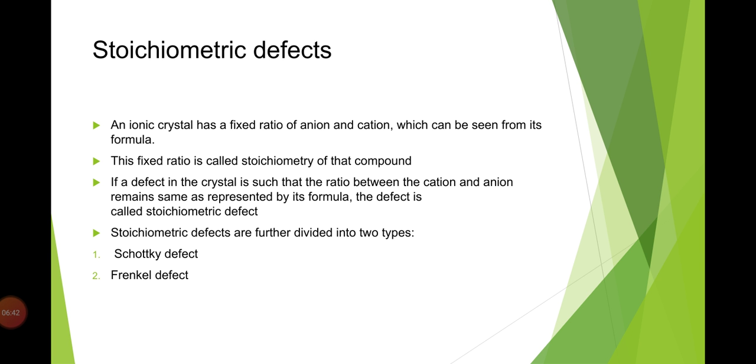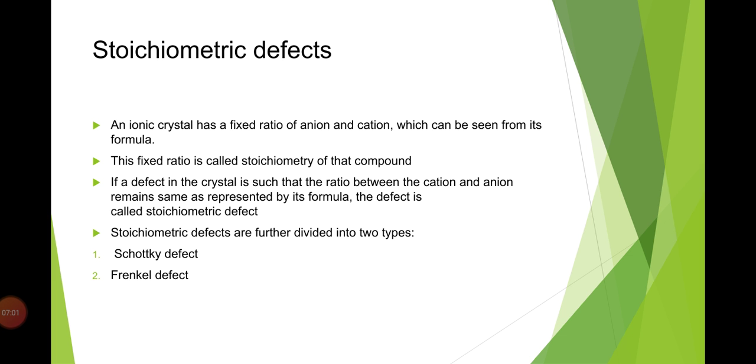An ionic crystal has a fixed ratio of anions and cations, which can be seen from its formula. This fixed ratio is called the stoichiometry of that compound. If a defect in the crystal is such that the ratio between the cation and anion remains the same as represented by its formula, the defect is called a stoichiometric defect.